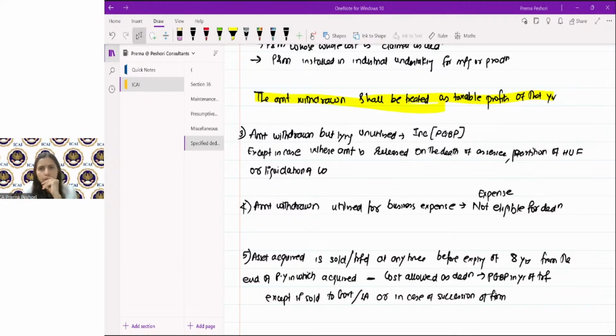Interest earned on the amount deposited can be considered as business income because this is in relation to the business and this is not to earn the interest. So it may not be taxable under income from other sources.